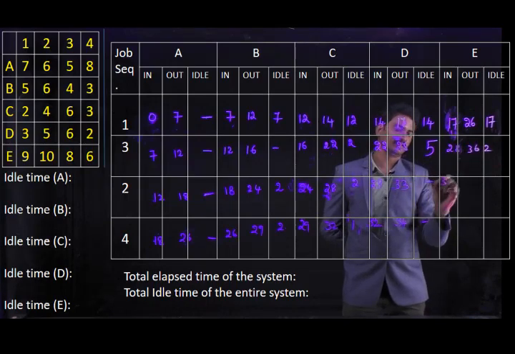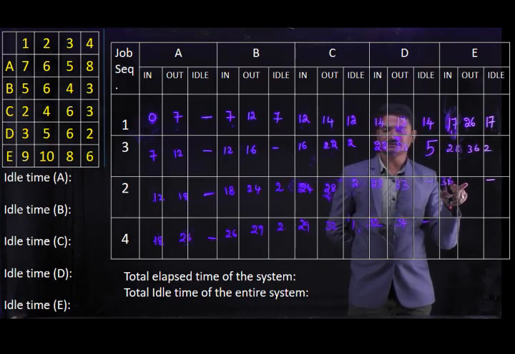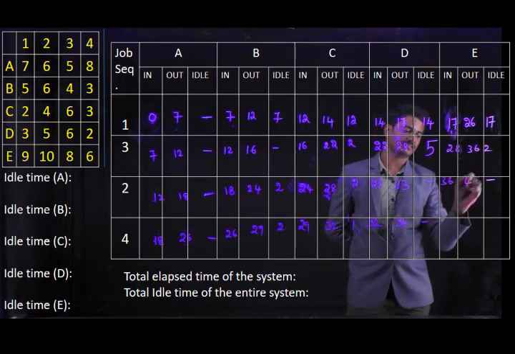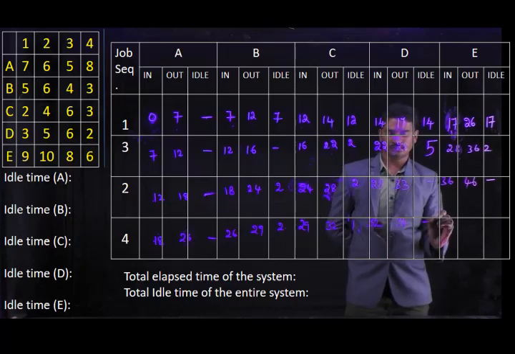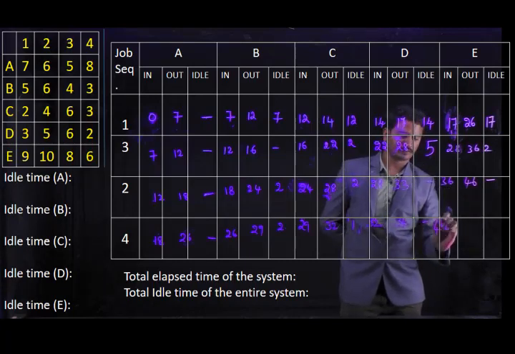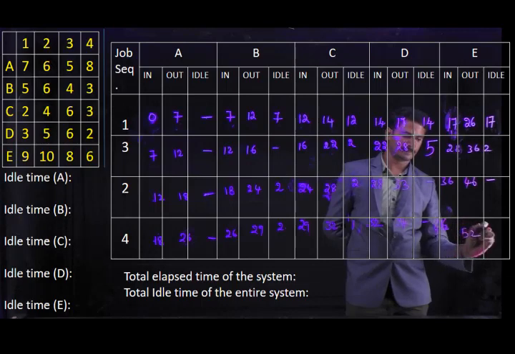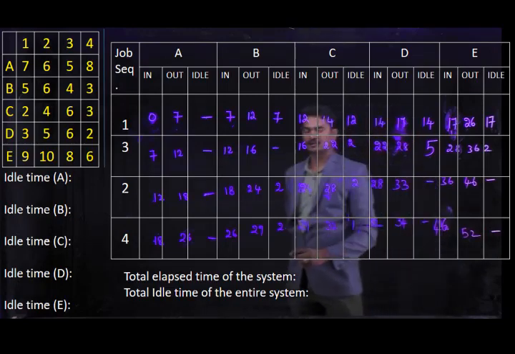Here 33. So there is no idle time. 36 plus, what is the processing time of the second mission? Second mission is 10 hours. 36 plus 10, 46. Okay, next, here 46 hours it was completed, and the processing time is 6 hours, it was taken, 52. And here there is no idle time. So now we are going to calculate the total idle times.